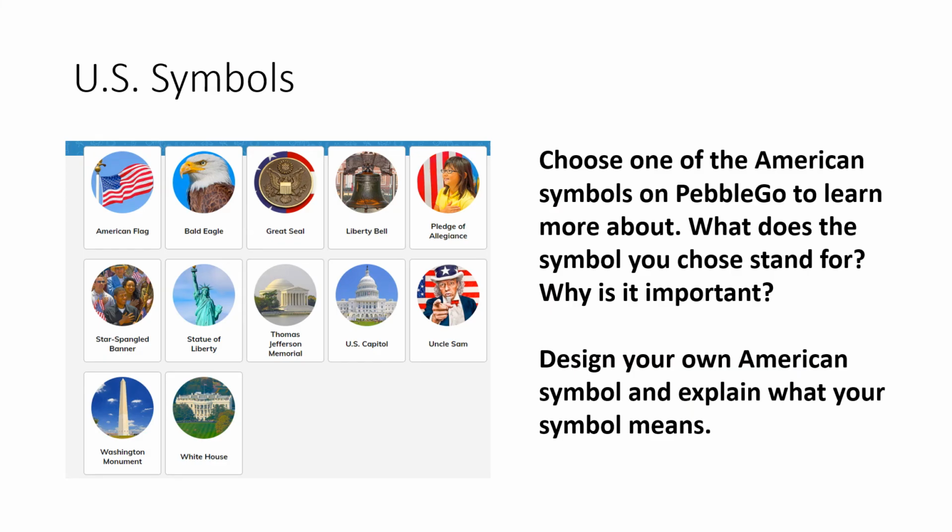I didn't tell you too much about each one of these symbols because today you'll be going on PebbleGo to research one of the symbols of your choosing. You'll click on the link in its learning and use the username and password that's posted. And then in your journal, after you've chosen and read about one of these U.S. symbols, you'll tell what this U.S. symbol you chose stands for, and why is it important? After that, you'll design your own American symbol and explain what your symbol means.